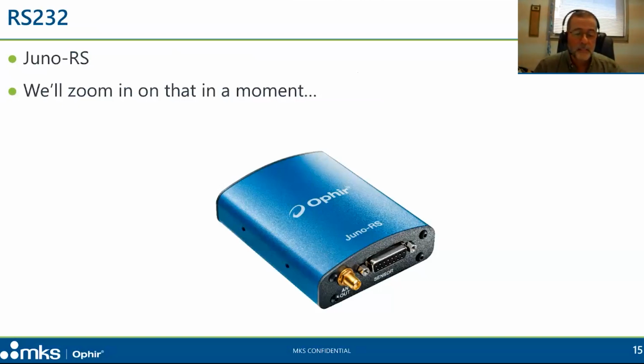So here you can see the D15 sensor connector, and here's an analog output like the Juno Plus has. On the other side, there's the connector for the RS-232. We're going to, as I said, spend a minute looking in a little bit of detail into the Juno RS for RS-232, just before we conclude.